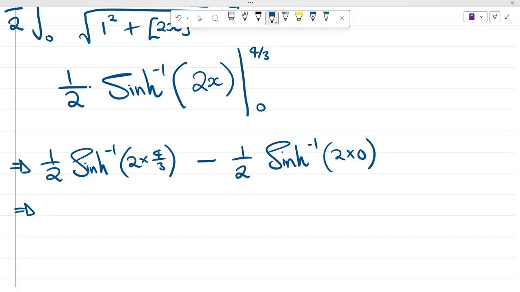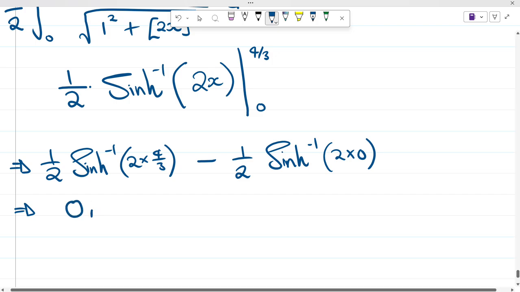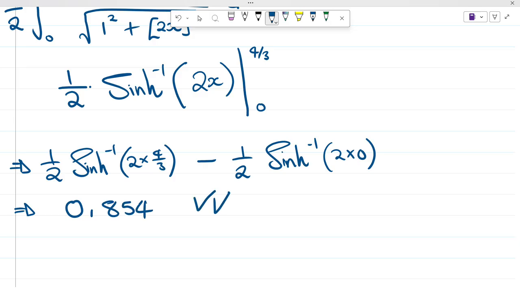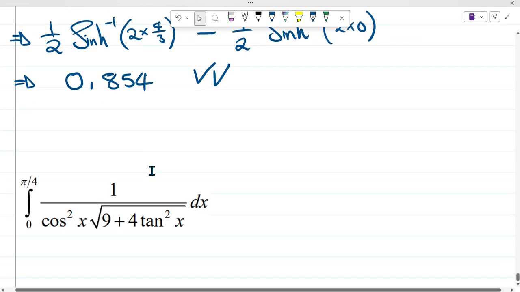So now back to punching on our calculator. 0.5 multiplied by inverse sinh, which is number 4 there, of 2 multiplied by 4 over 3, minus 0.5 multiplied by inverse sinh of 0. Then you use your calculator. You should be able to get something like 0.854. I've punched it on my calculator and I'm getting that, so you should have gotten the same thing. That's how you will get your answers.